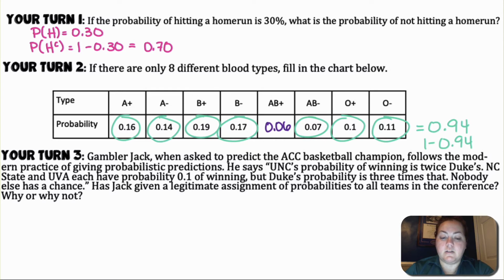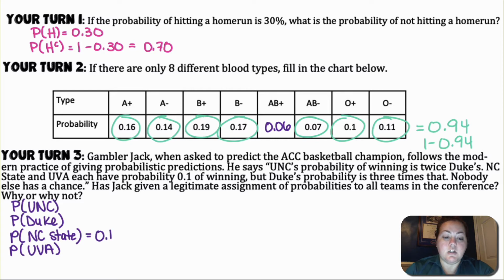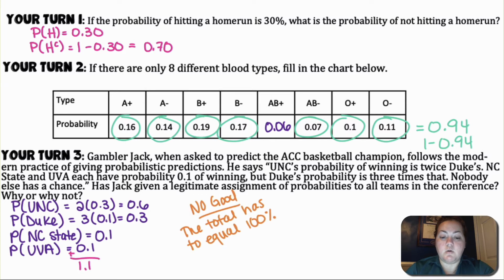Why or why not? So let's figure out what exactly he gave probabilities. So he said NC State was 0.1 and UVA was 0.1. Duke was 3 times that, so 0.3. And UNC was 2 times Duke, which is 2 times 0.3, so 0.6. All right, so we know that all probabilities have to add up to 1, but if I add these, I actually get 1.1, so no good.